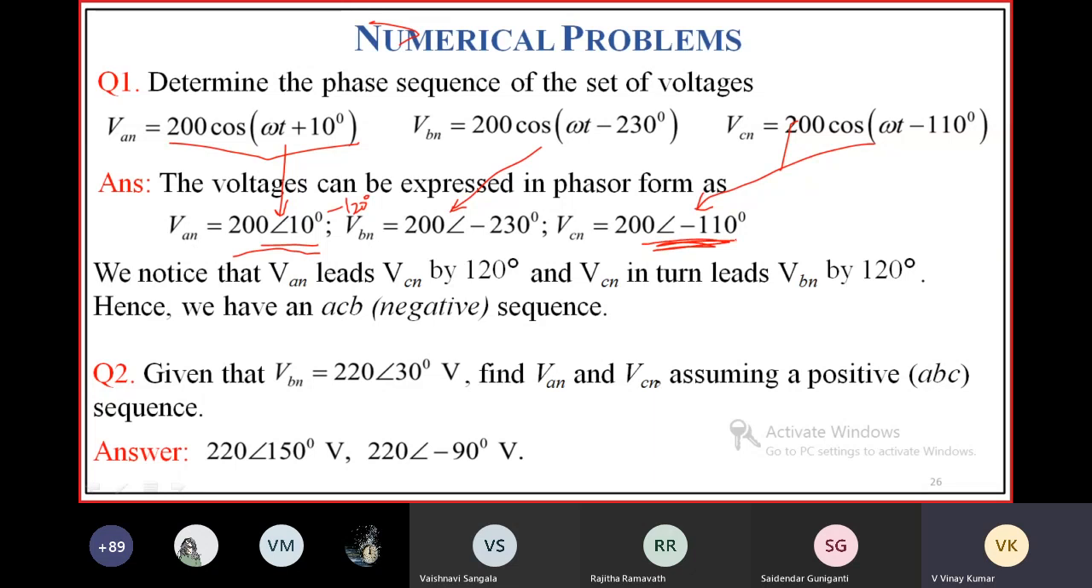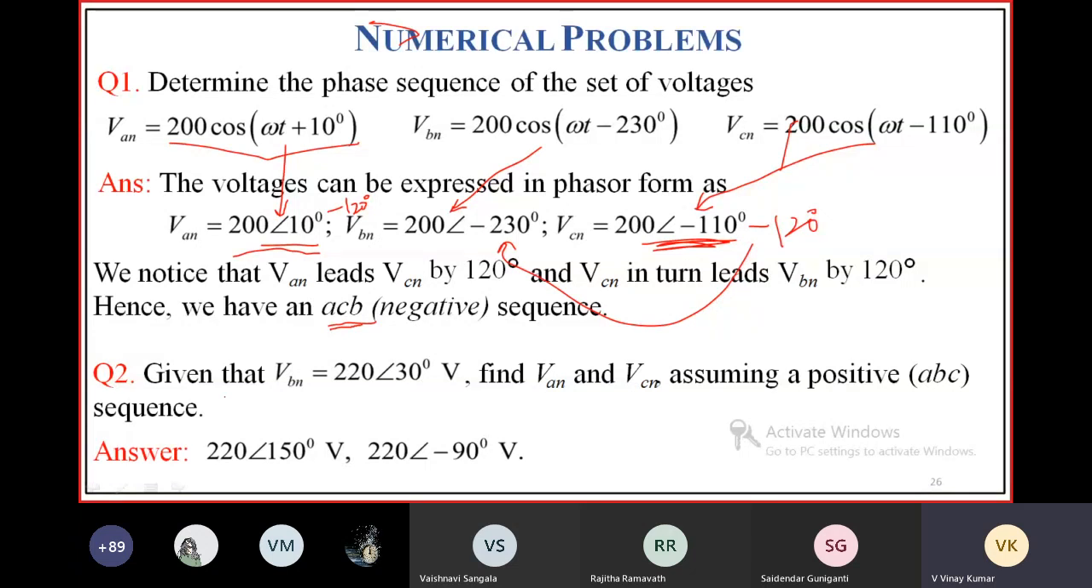Minus 110 degrees means which phase will attain more positive voltage next? Next to VAN, VCN. Now you add minus 120 degrees to this, then you will get the voltage 200 at angle minus 230 degrees. So phase A attains more positive voltage first, then phase C, then phase B. The phase sequence is ACB, negative sequence.